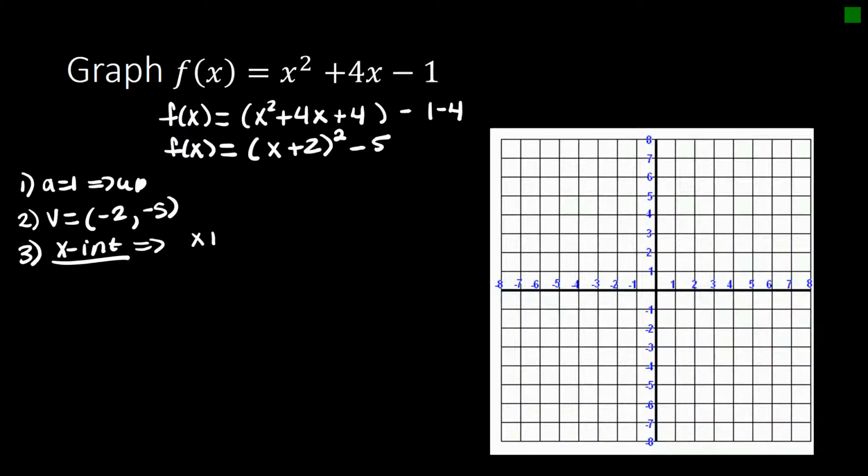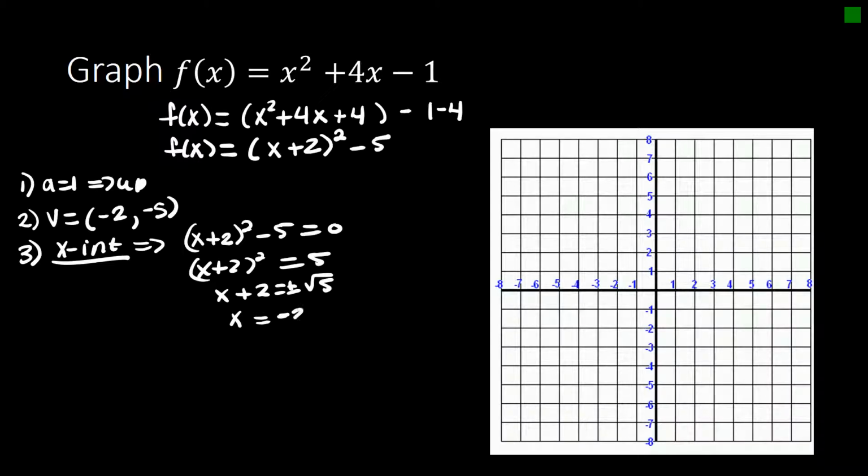So we have (x + 2)² − 5 = 0, or (x + 2)² = 5. So x + 2 is plus or minus the square root of 5. So x is −2 plus or minus the square root of 5. And we're going to get some decimal approximations for plotting. So we have 0.24 and −4.23.